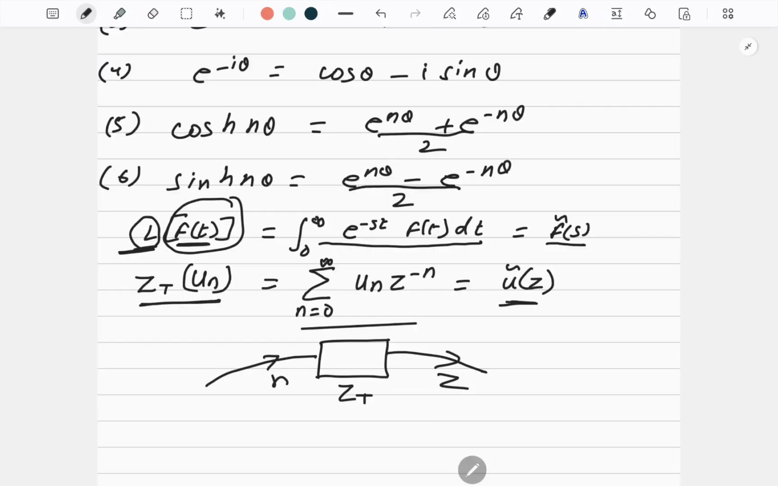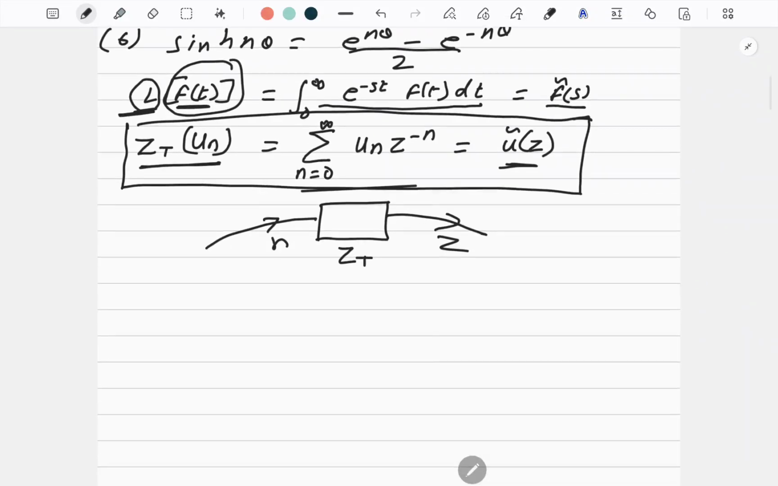That is what is happening. So this is the basic definition of Z transform. Correct? Now how will I define the Z transform?